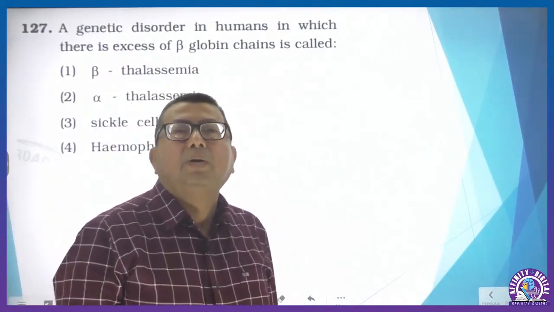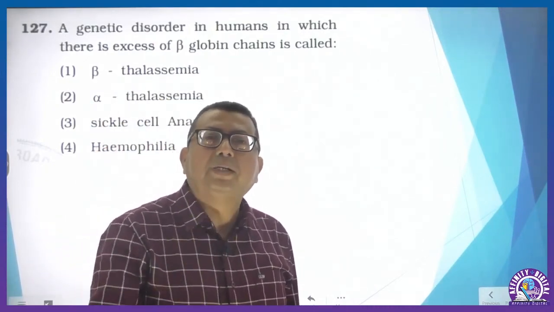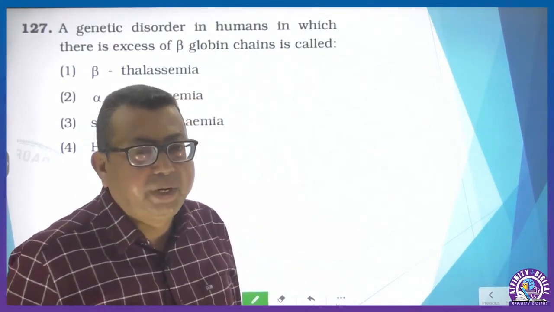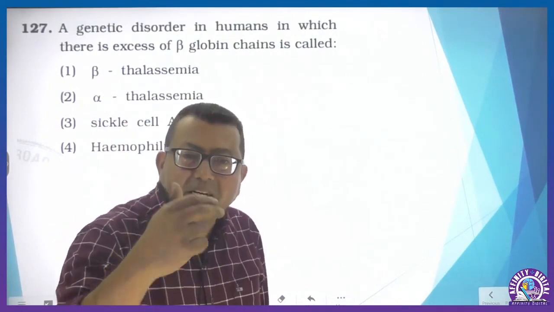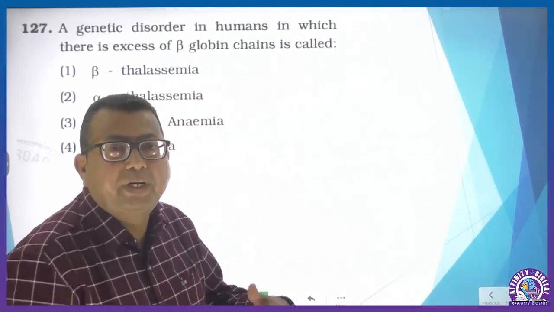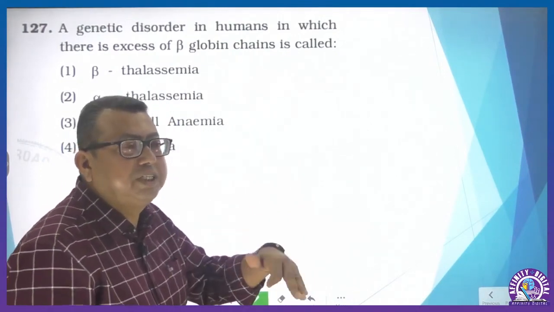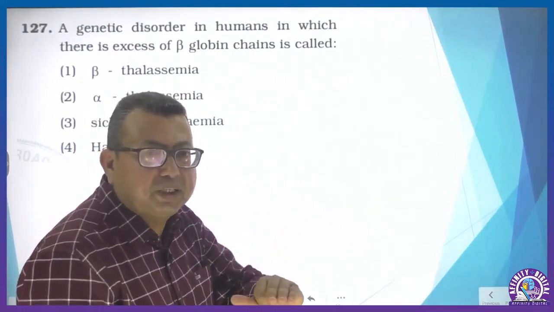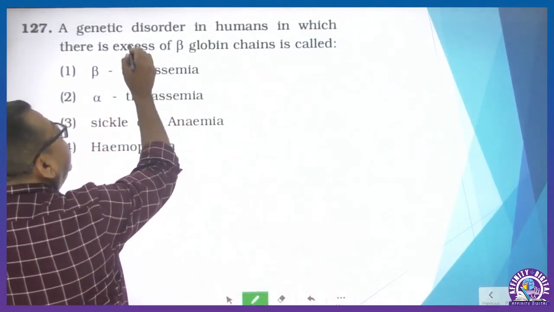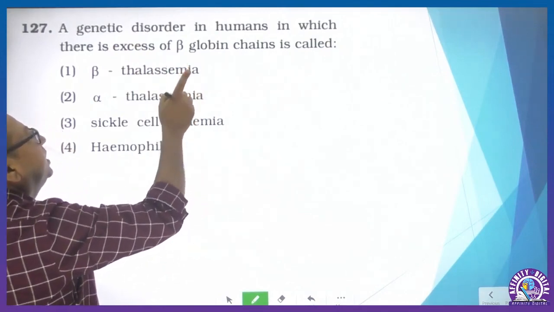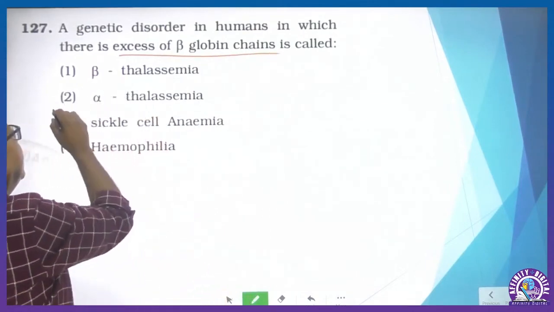Thalassemia is a quantitative blood disease in humans, and there are two main types of thalassemia, alpha thalassemia and beta thalassemia. In all types of thalassemia there is reduced synthesis of normal alpha globin chain or normal beta globin chain. So in alpha thalassemia there is reduced synthesis of alpha globin chain, and in beta thalassemia there is reduced synthesis of beta globin chain. So when there is reduced synthesis of alpha globin chain, there will be excess of what? Beta globin chain. So the answer will be alpha thalassemia.